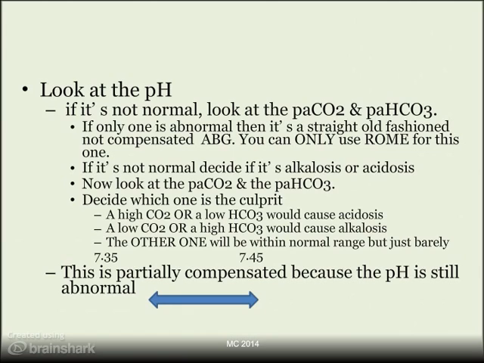But later on in this, I'm going to show you all the steps you need to go through in order to determine whether the blood gases are acidotic, alkalotic, whether it's fully compensated or partially compensated, or if it's just normal. If it's not normal, the first thing you're going to decide is if it's alkalosis or acidosis. Then you're going to look at the PCO2 and then the bicarbonate and decide which one is the culprit. So a person with a high PCO2 or a low bicarbonate has acidosis. And a patient with a low CO2 or a high bicarbonate has alkalosis, okay?